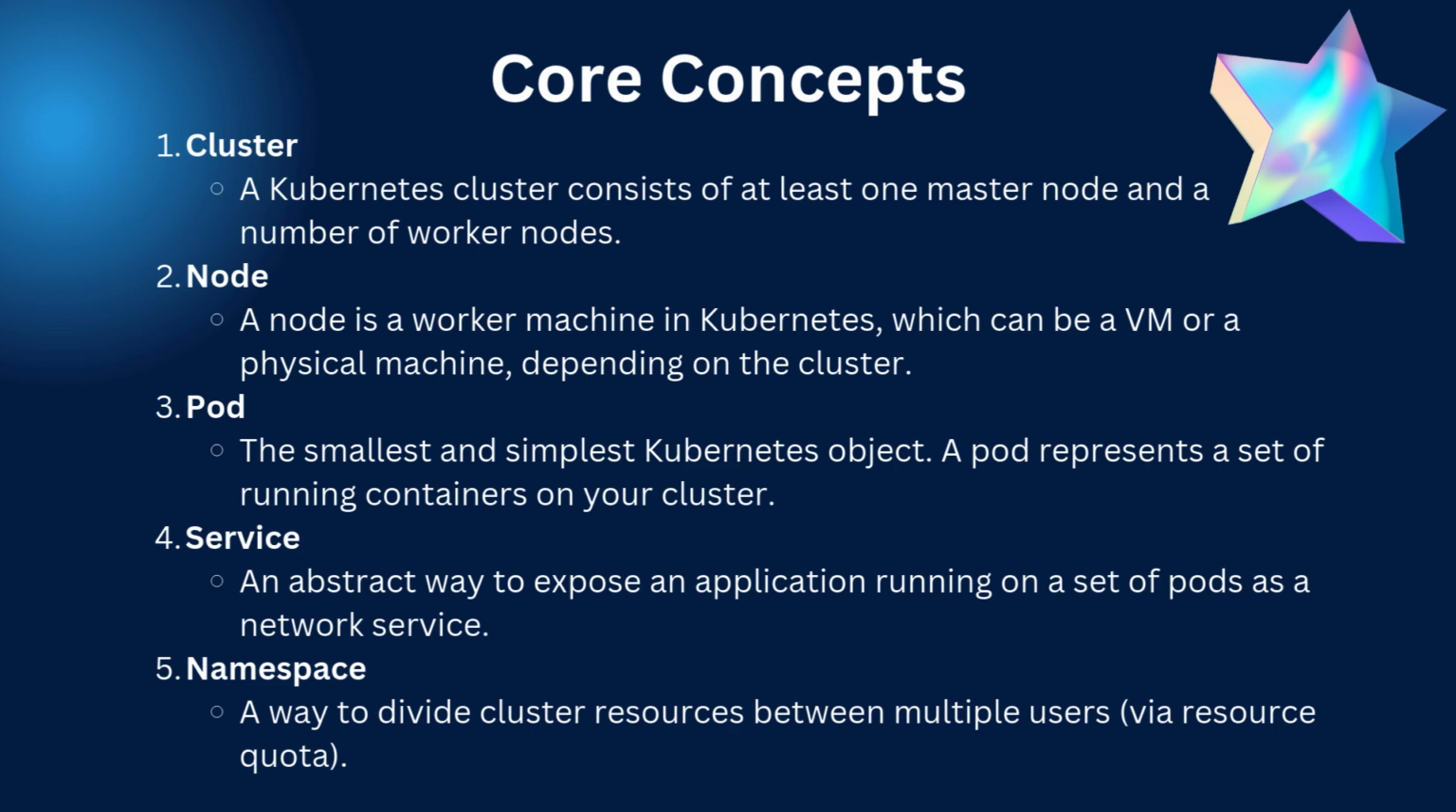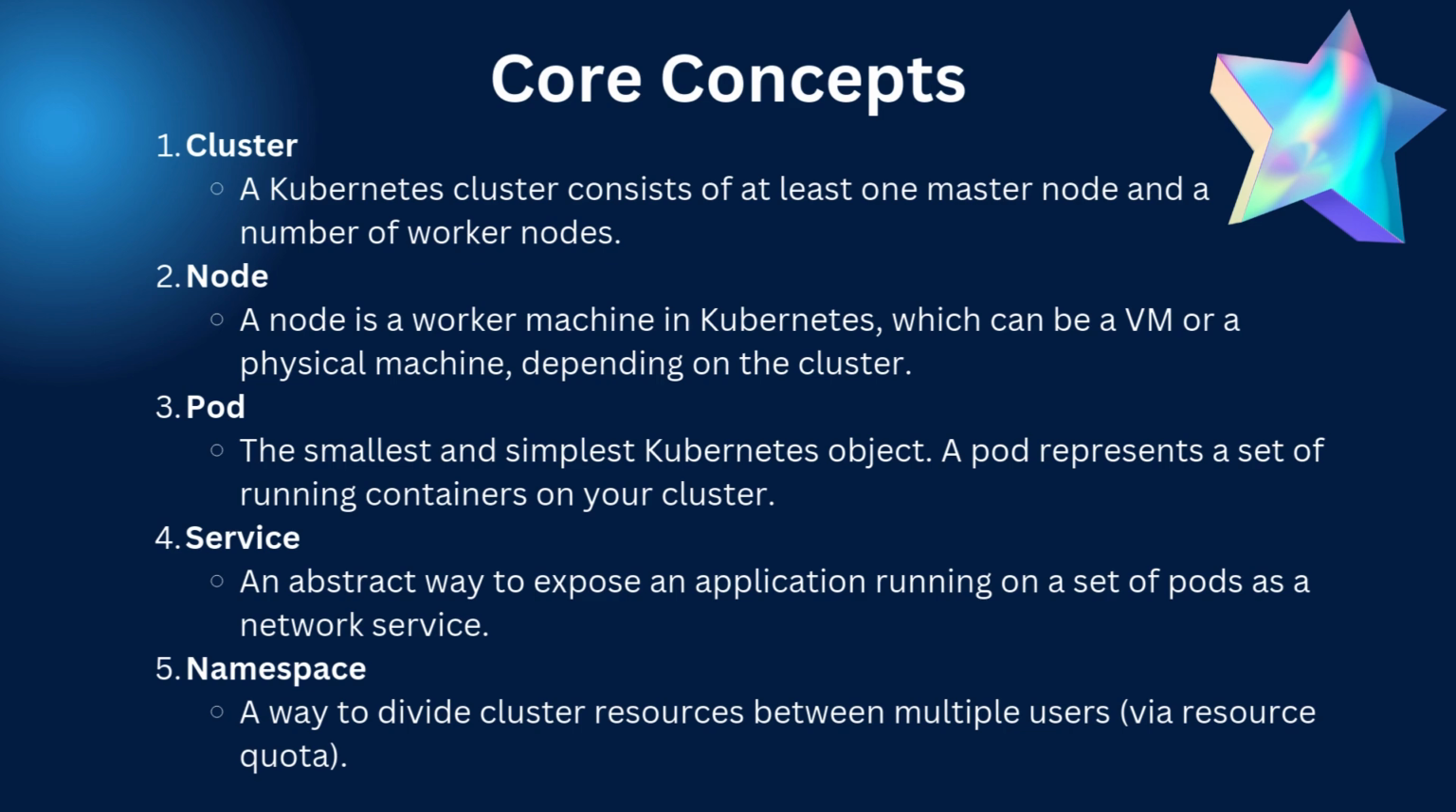Now, let's explore the core concepts of Kubernetes, such as clusters, nodes, pods, namespace and services, that form the foundation of this powerful tool. Cluster. A Kubernetes cluster consists of at least one master node and a number of worker nodes. Node. A node is a worker machine in Kubernetes, which can be a VM or a physical machine, depending on the cluster.